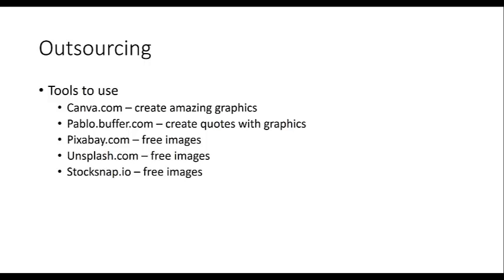I'm going to show you each one in a little detail. Canva is a tool that you can use to create amazing graphics. Pablo.buffer creates quotes with graphics. Pixabay, Unsplash, and StockSnap are all three places where you can get free images. Okay? So here's an example of Canva.